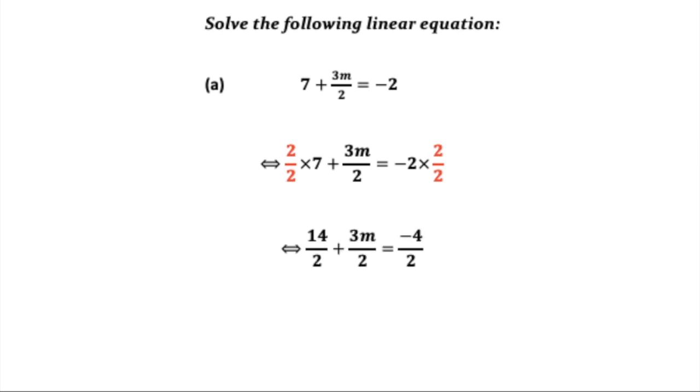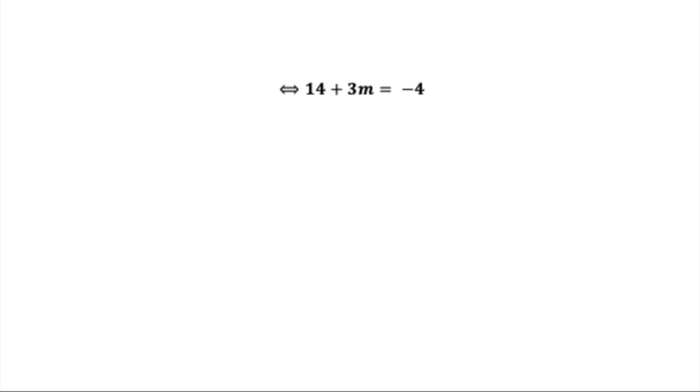On the next line, we have 7 times 2 is 14 on 2, plus 3m on 2, equals negative 4 on 2. In mathematics, we are allowed to get rid of the 2 because it's an equation and the 2 is on both sides, on the left and on the right. That's very important, and that's why we are allowed to do so. So we get rid of them, and then we have 14 plus 3m equals negative 4.